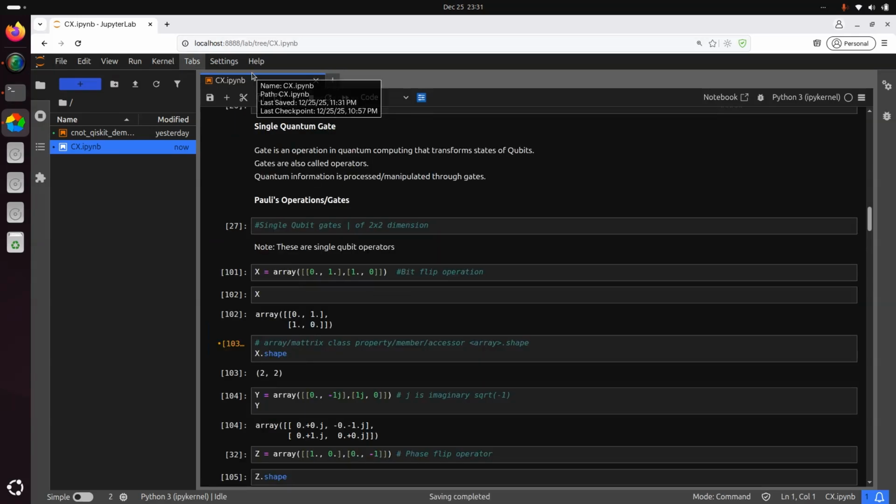Single qubit gates. A gate is an operation in quantum computing that transforms one qubit state into another qubit state. Gates are also called operators. They transform or process information.